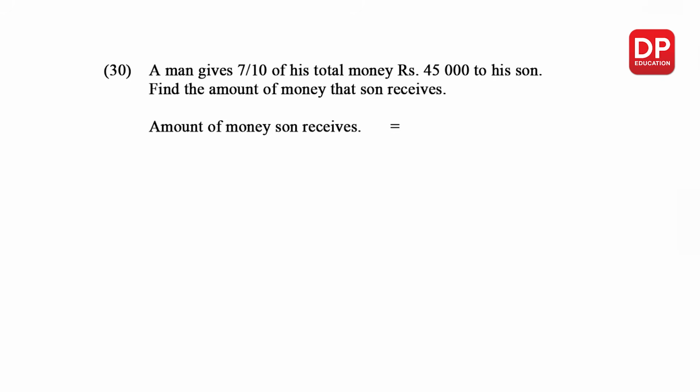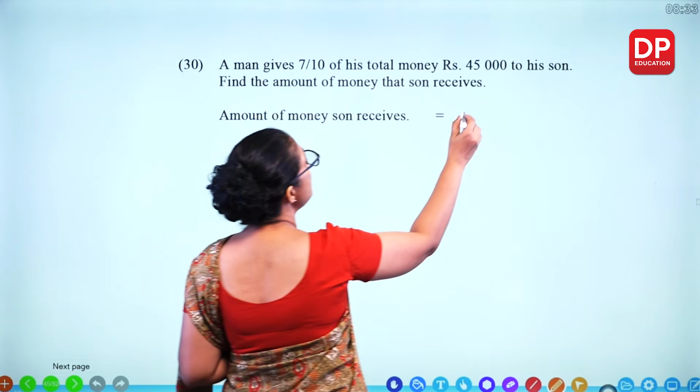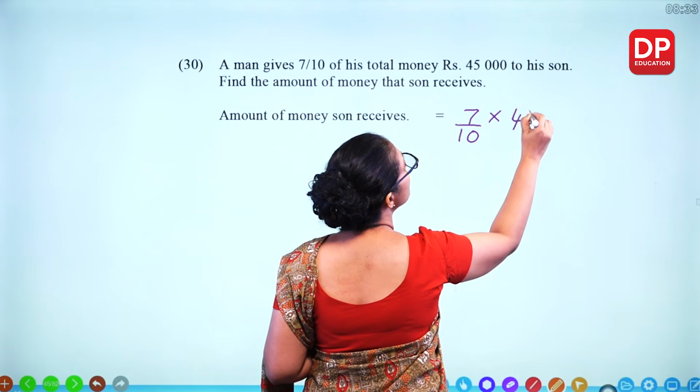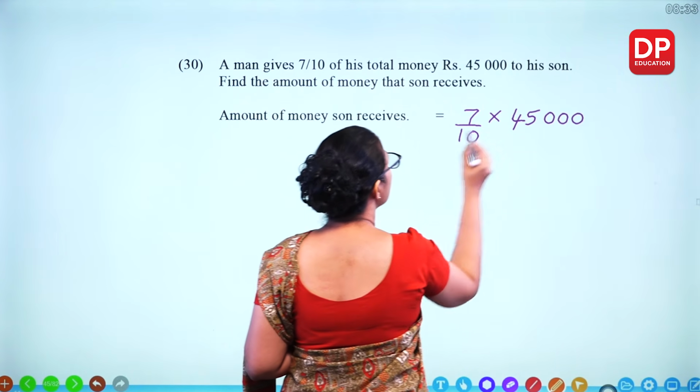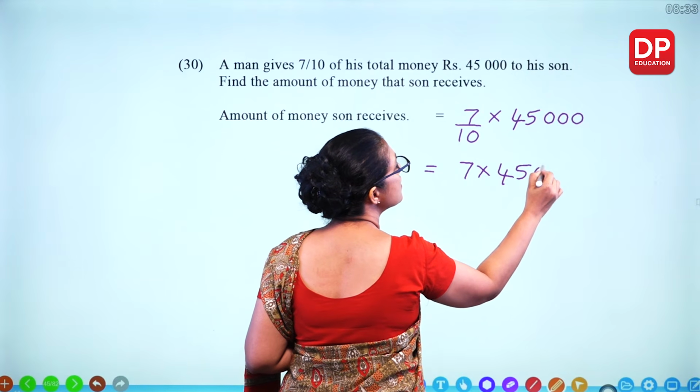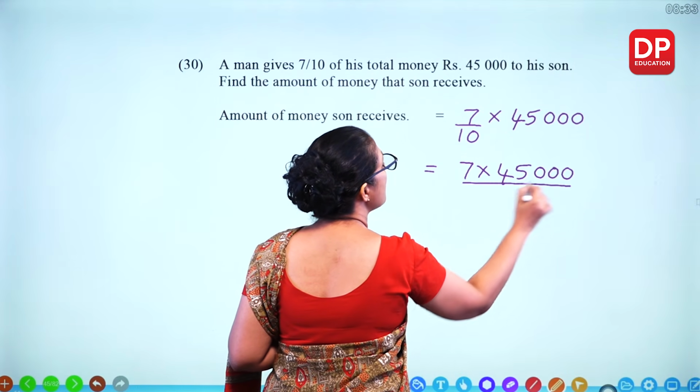Another question. A man gives 7/10 of his total money, 45,000, to his son. Find the amount of money that son receives. So 7/10 of 45,000. So what you do? 7 times 45,000 and divide by 10.